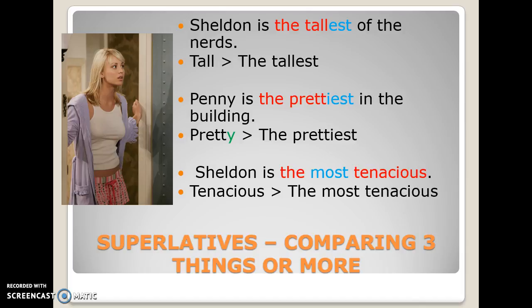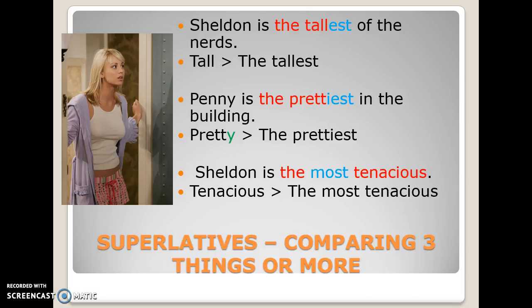If the word is a longer word like tenacious, important, intelligent, then you will put the most in front of the adjective. For example, Sheldon is the most tenacious of the group. He is also the most intelligent.